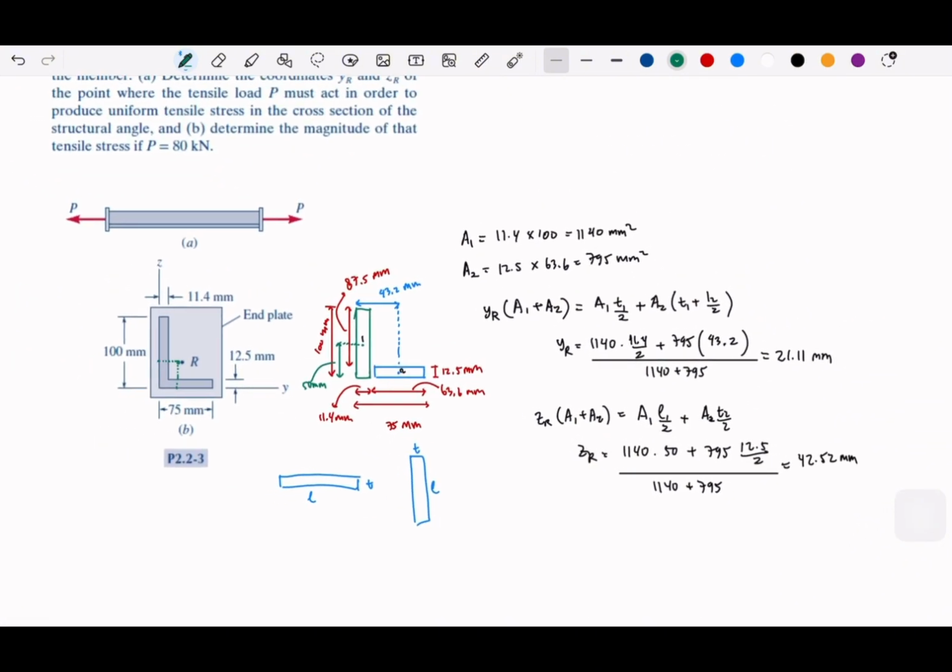questions. And I believe part B is okay. So stress will be 80 kilonewton divided by the whole of that. This will be around 41.34 MPa. Okay.